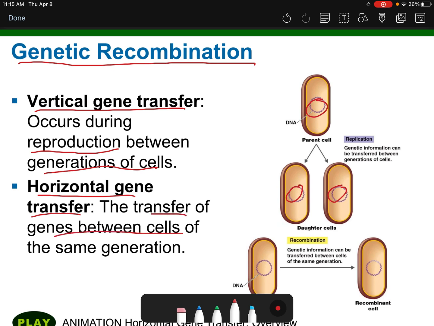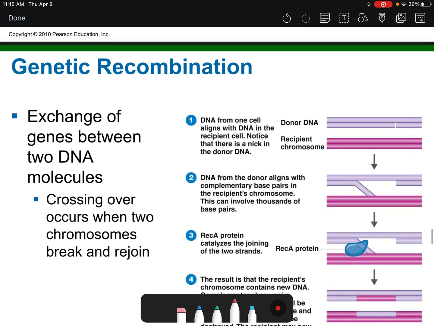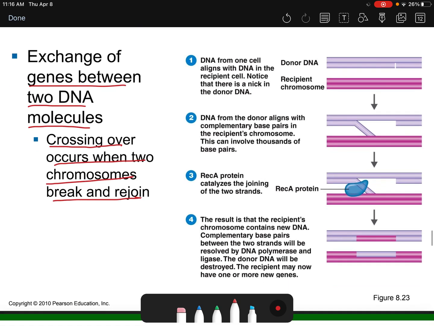Horizontal gene transfer is the transfer of genes between cells of the same generation. So we're going to talk about how some bacteria can pass on their genetic information to another bacterial cell. So genetic recombination is the exchange of genes between DNA of two DNA molecules. Okay, crossing over occurs when two chromosomes break and rejoin. So we talked about that during prophase 1 of meiosis 1. Crossing over can occur when your homologous chromosomes line up in eukaryotes.